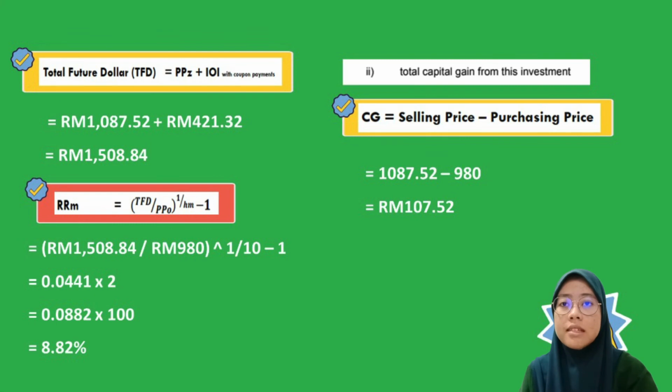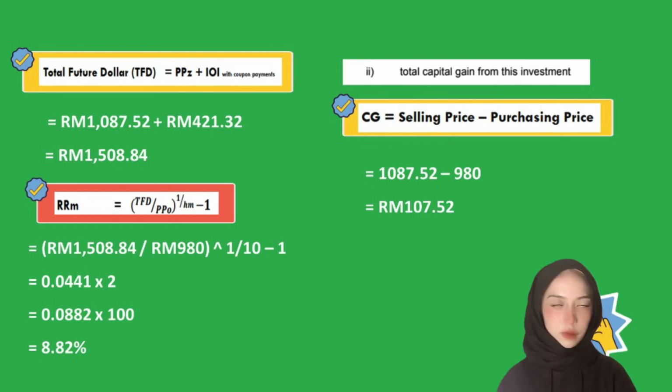But this is only the semi-annual return. Therefore, to get the annualized return, multiply 0.441 by 2 and multiply it again by 100. You will get the annualized annual return of 8.8198% or 8.82%. Now, we are done with question 3B1.